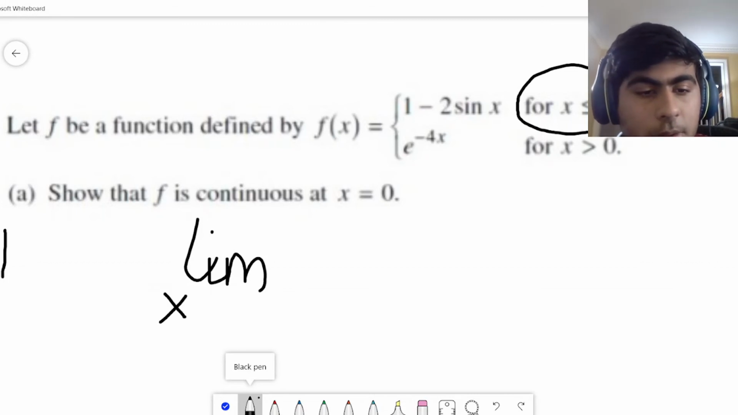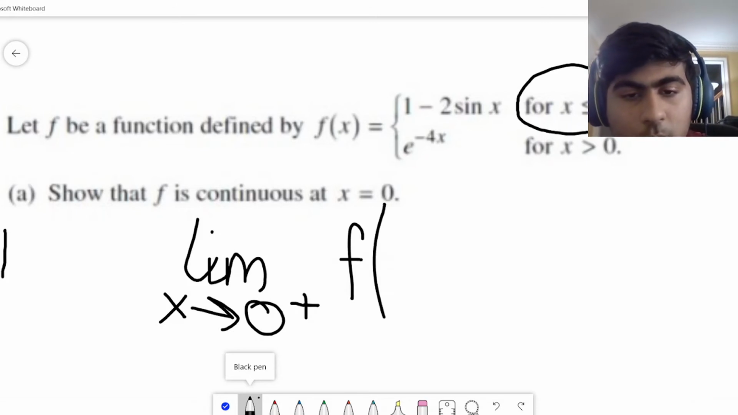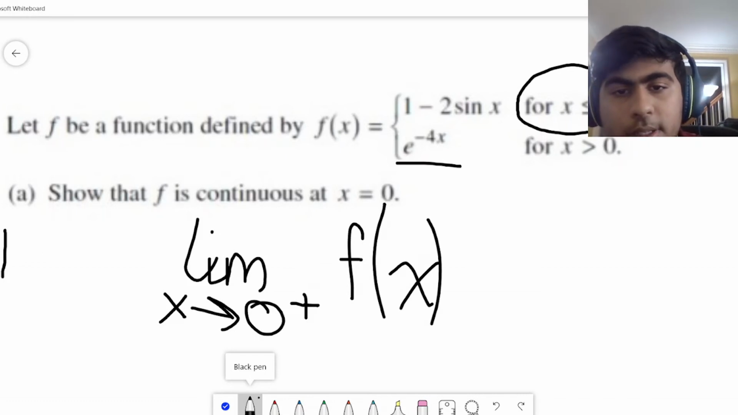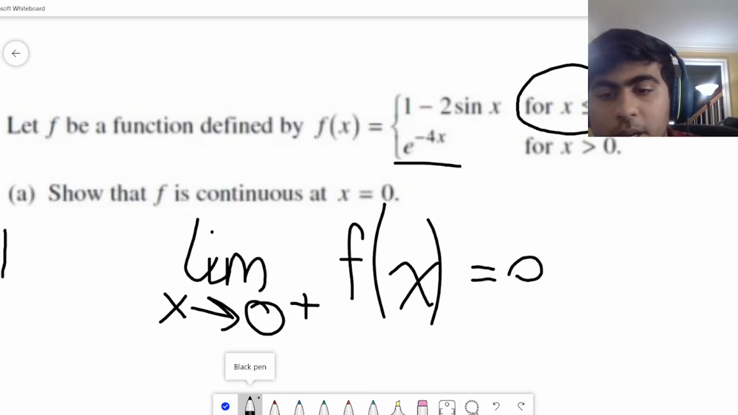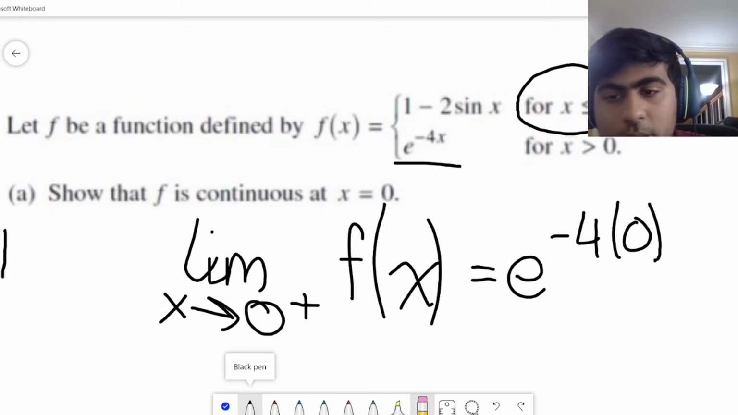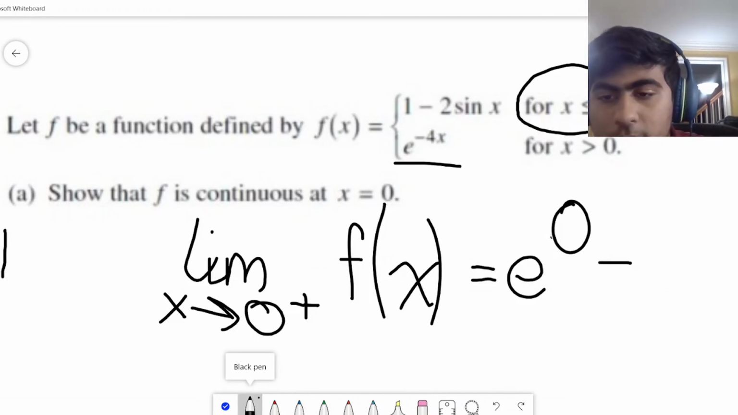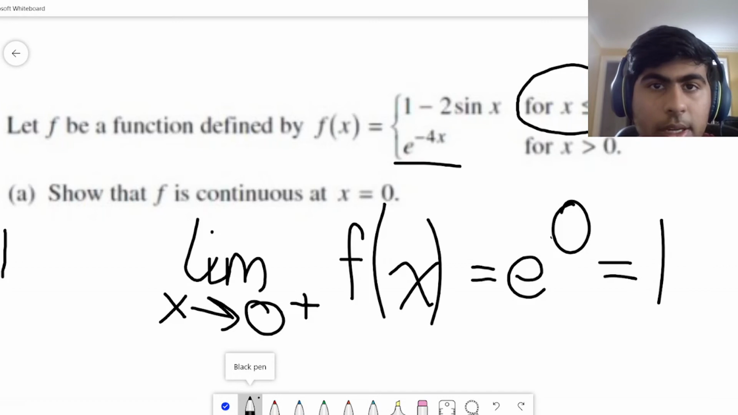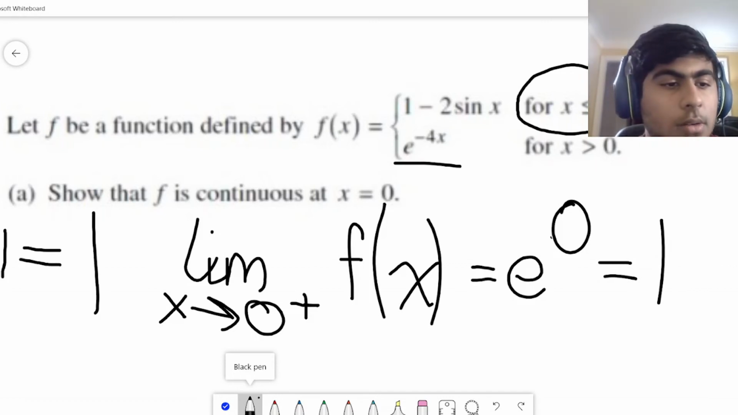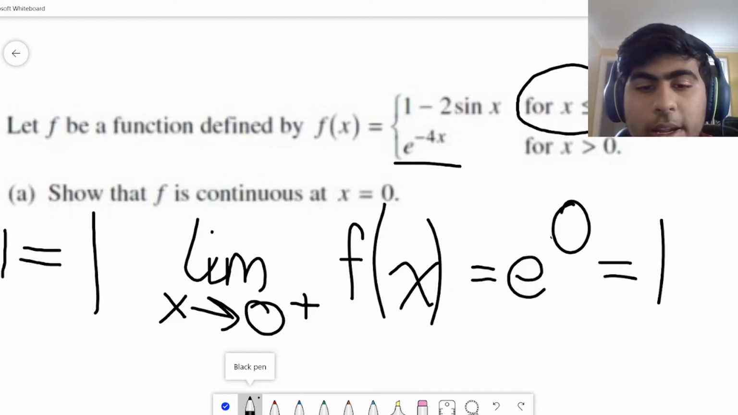Now, let's keep going with x approaching 0 from the positive side. Here, we just plug 0 into this e to the minus 4 times x. Minus 4 times 0 is 0. And e to the 0 is 1. So this limit right here is 1. 1 equals 1, right? I think we can all agree on that. And that means that this limit exists. The limit exists.